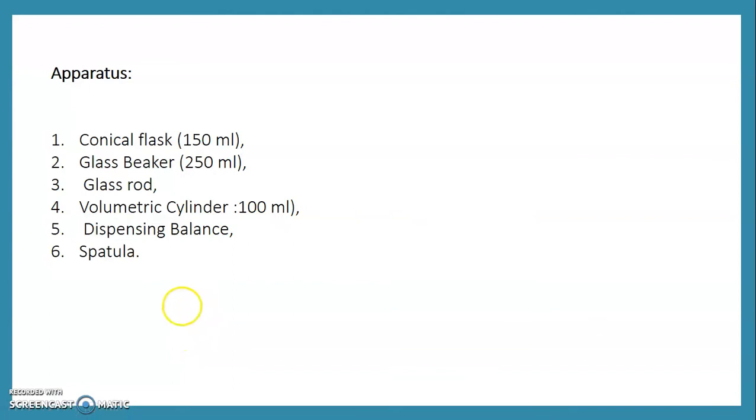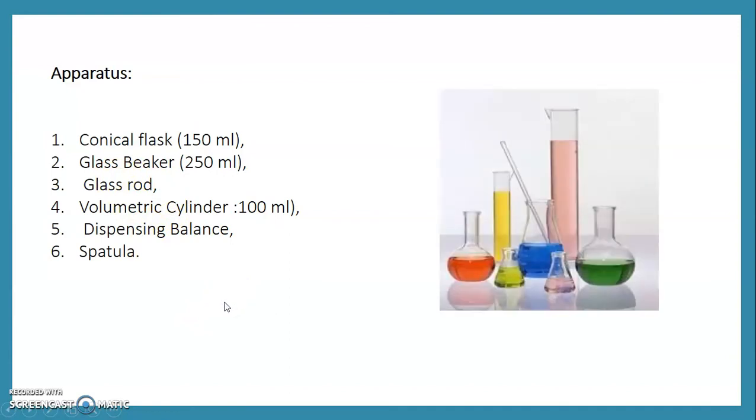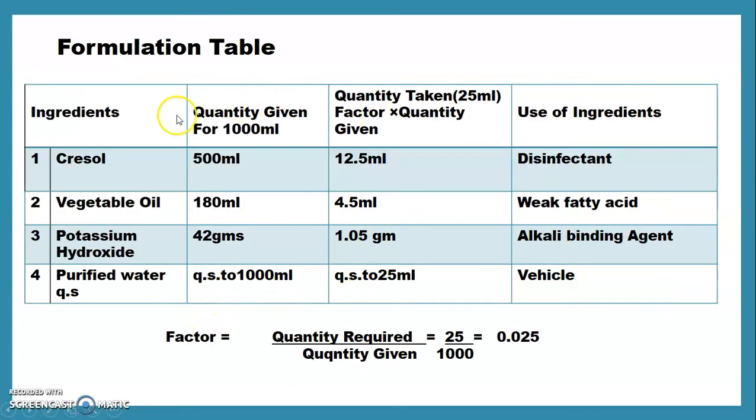After seeing the theory behind the solutions, we see the apparatus required for today's preparation: conical flask, beaker, glass rod, volumetric flask, dispensing balance and spatula. We see the formulation table. The formulation table is given in the IP.